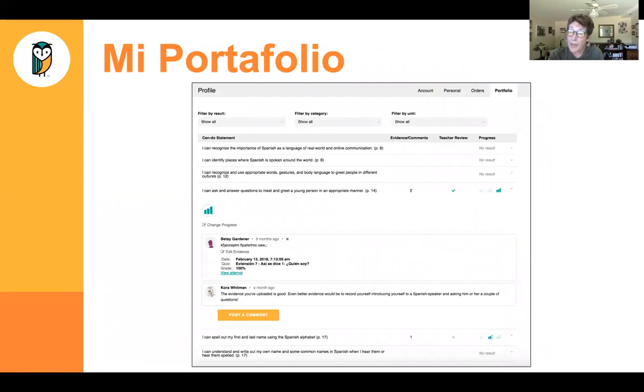Students can keep track of their progress and create goals based on the can-do statements in the electronic portfolio. Here they can record their ratings, upload evidence, and write a short reflection. As a teacher, you can go in and comment on their reflection as well.